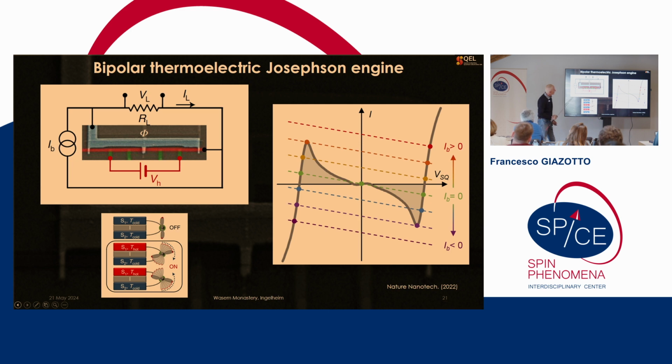So this is the core, the thermoelectric element. We impose a temperature difference thanks to these heaters, quasi-particle heaters in the large gap superconductor. And then we close the circuit with a current bias source, and then we put in parallel a load resistor. Okay, this would be the load resistor where we want to discharge all the power of the system.